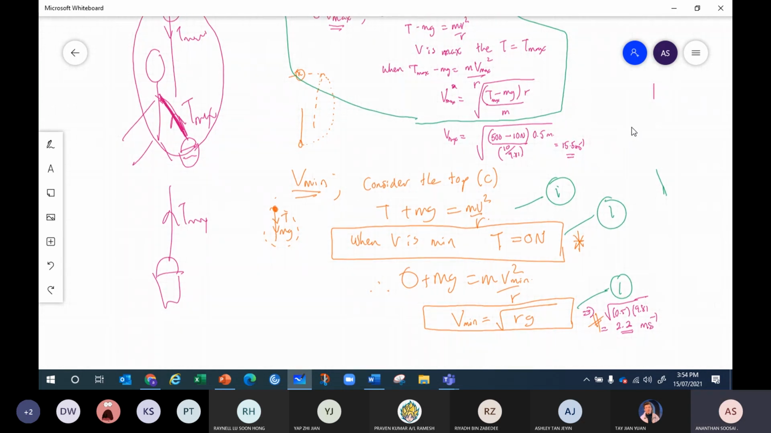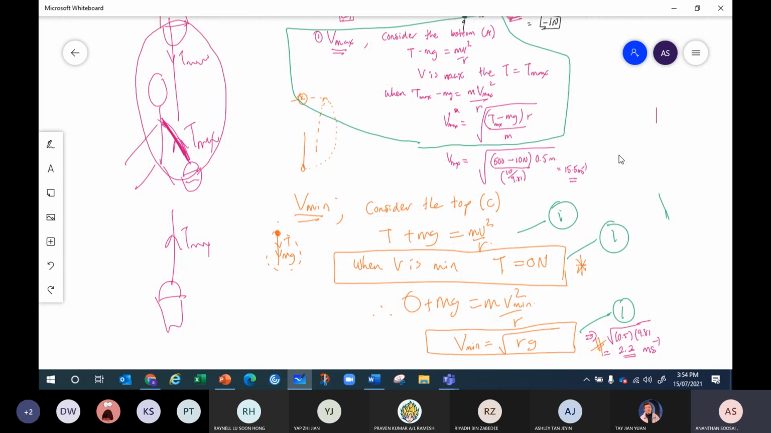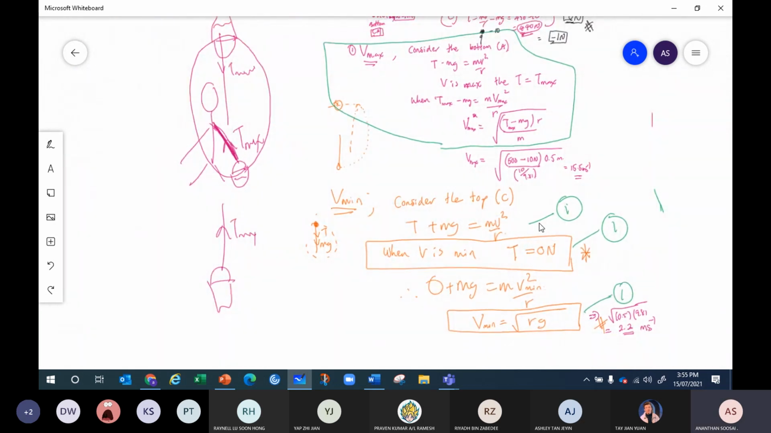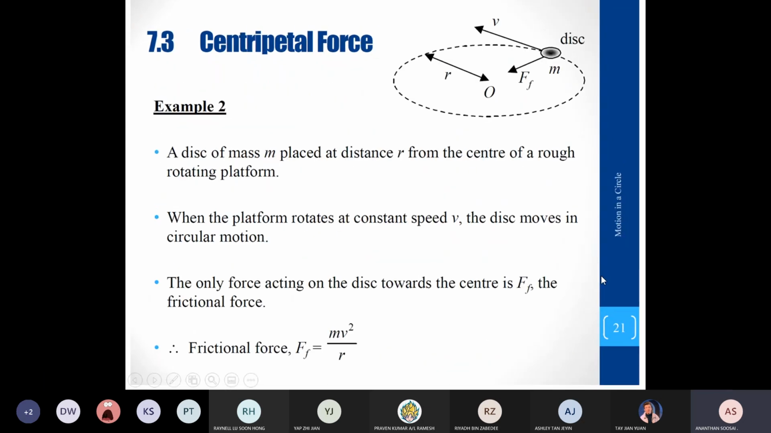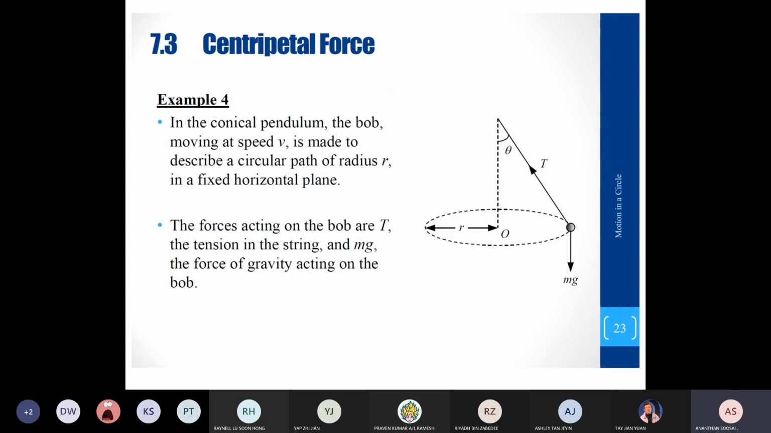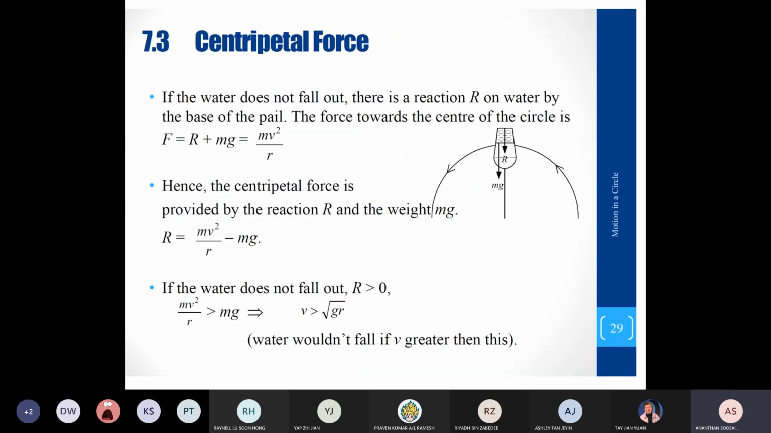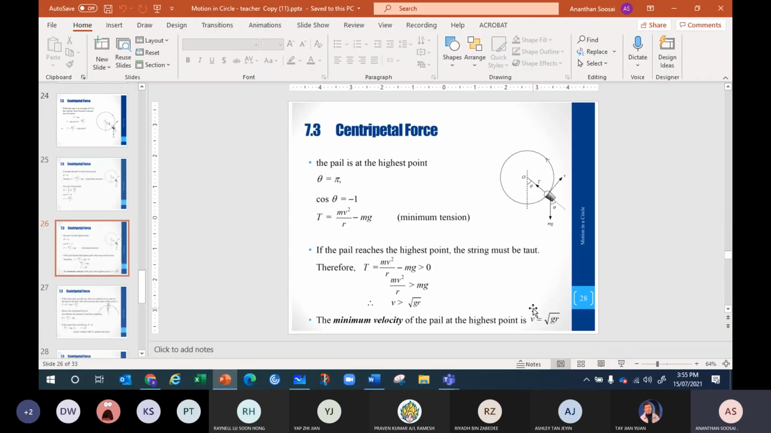Okay, so this is the hardest example. If you can understand this entire example carefully, the remaining ones are easy for us to do. If I go to the PowerPoint, just for a while, the vertical circular motion, we will come back to this. So I give you one homework.